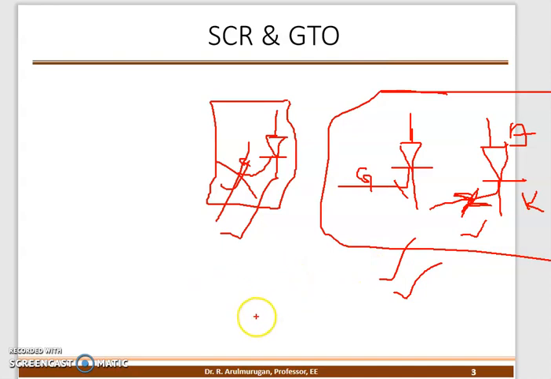Next, looking at anode and cathode, there is only one bias here, connected to the source. This is nothing but a switch. What is the purpose of a switch? On and off only.